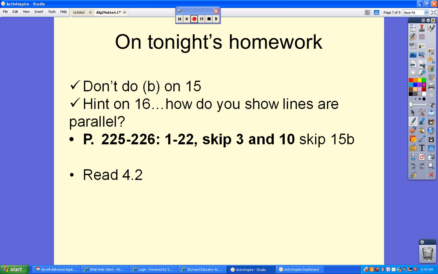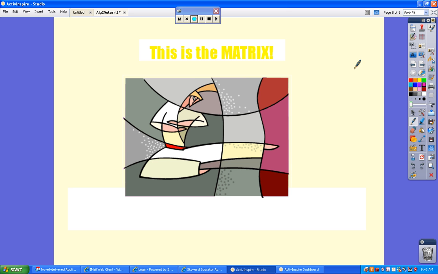Okay. Tonight's homework, which I'll tell you tomorrow. And this is the Matrix. Get it? I don't know if you've heard of that movie. I've actually never seen it, but that's what I got. All right. Till tomorrow. Goodbye.